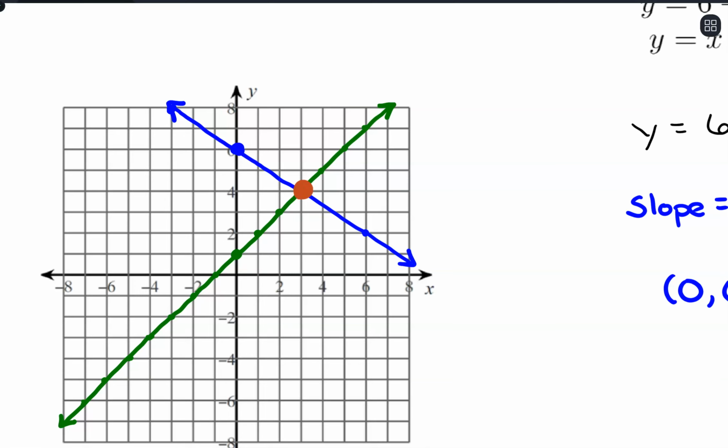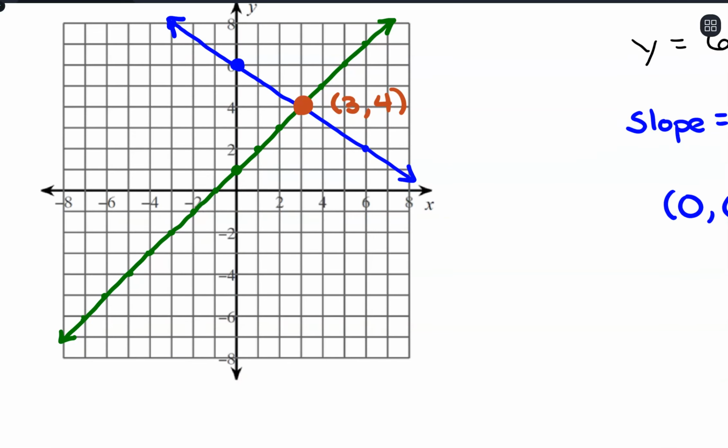So right here is a coordinate that is coordinate 3, 4. And that right there is the solution. So we could write a sentence like, the solution is 3, 4.